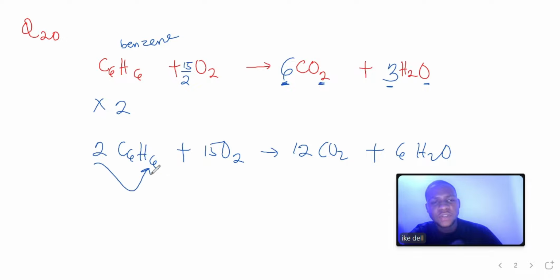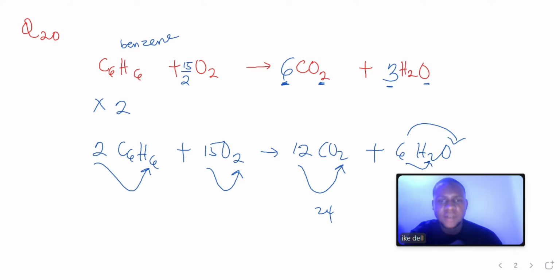Now if you check it, your carbon is 12 and it's 12 here. Your hydrogen is 12 and is also 6 times 2, 12. Your oxygen is 30 and it's also, what is this, 24 plus 6, 30. Yes. So you see everything is balanced, and that's how to write the equation of the combustion of benzene.